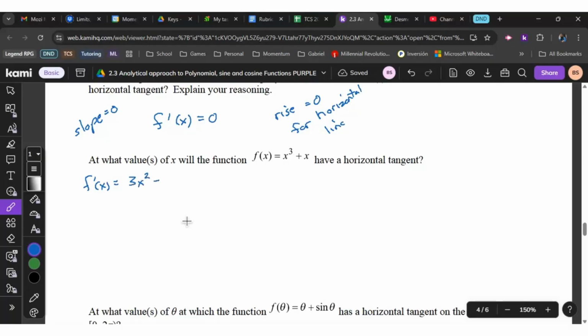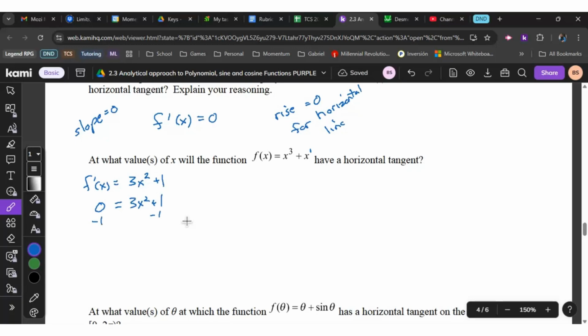3x squared plus 1. Why? Because the 3 comes down, subtract 1 to get 3x squared. The 1 here comes down, and then we subtract 1 and it becomes x to the 0, which just goes away. So I'm just using that new power rule we did. And then I'm going to make it equal to 0. So 0 equals 3x squared plus 1. And then I just start solving for x, right?